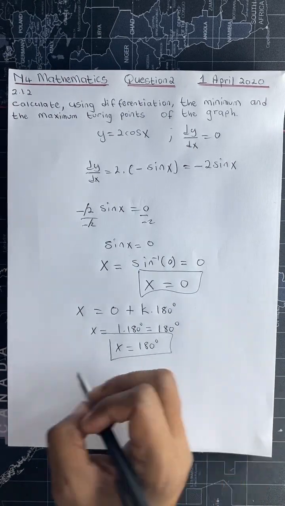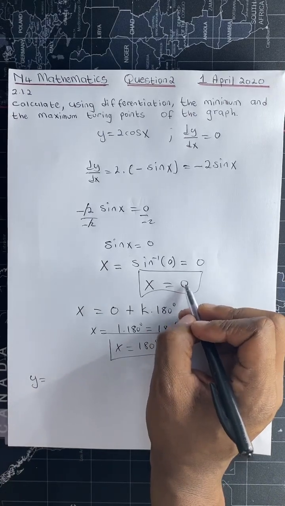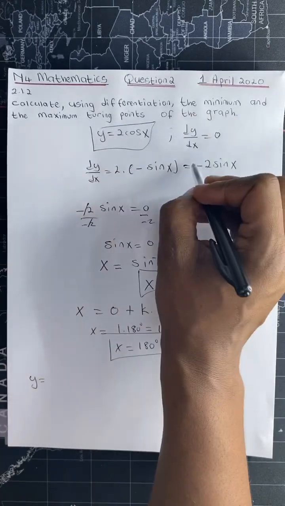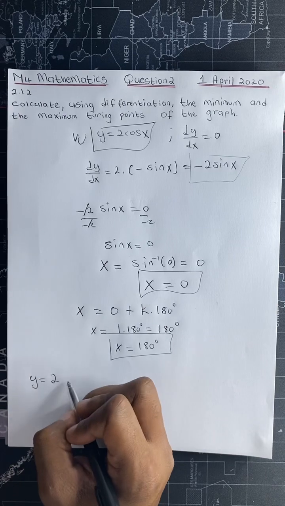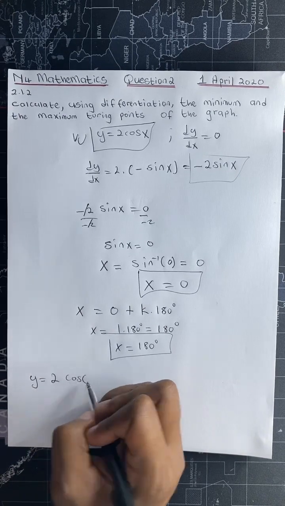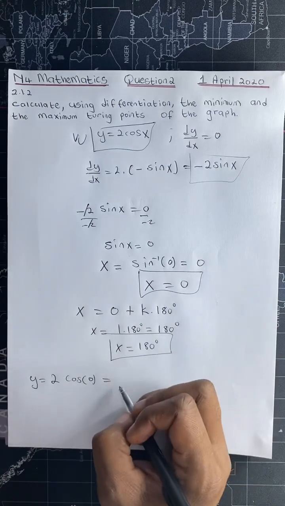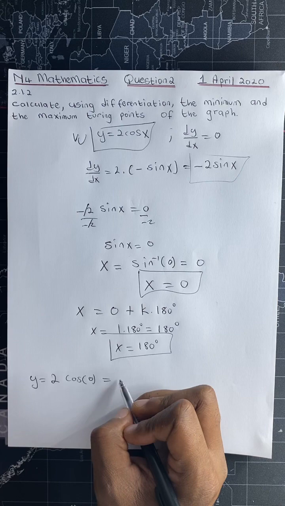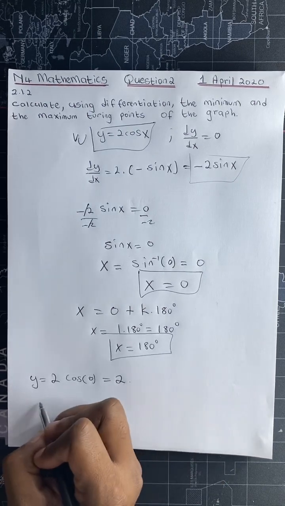To determine the values of y, we have to substitute x. The first value, we will substitute x equals 0 in the original graph, not the derived graph. In that graph, let's substitute the 0 to find the corresponding y value when x is equal to 0. So this will be 2 cos of 0, which is equal to 1, and that 1 multiplied by that 2 will be 2.